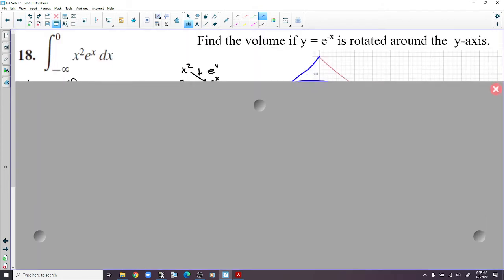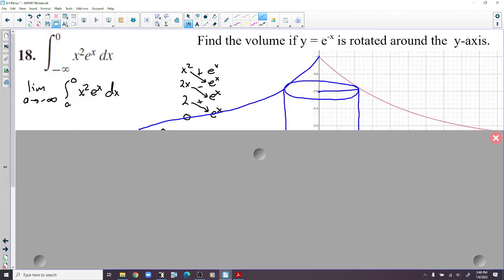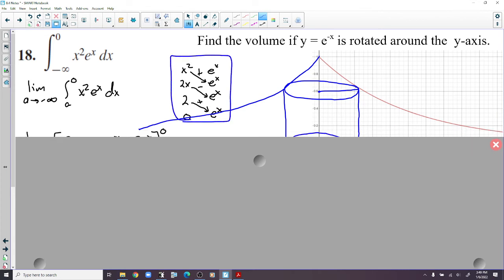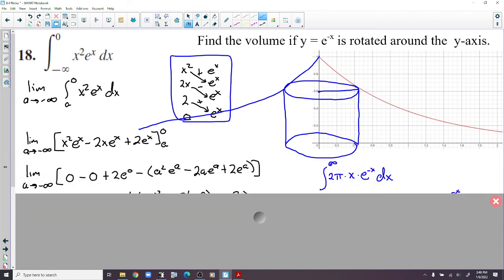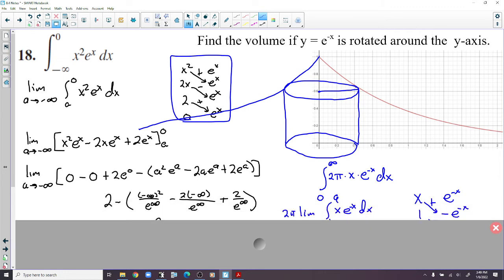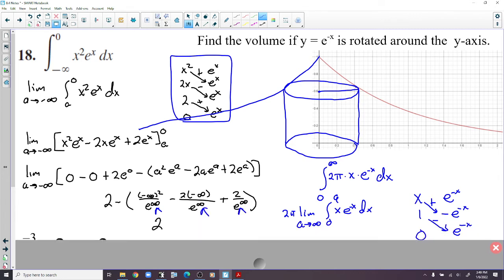Let's look at number 18, tabular again. So another example of tabular. Here's the tabular piece for that. There's the actual integral. We plug in the 0s and the a's. And then all these a's end up being negative infinity. Well, exponentials increase very quickly. So all of those end up being 0. So the answer ends up being 2.